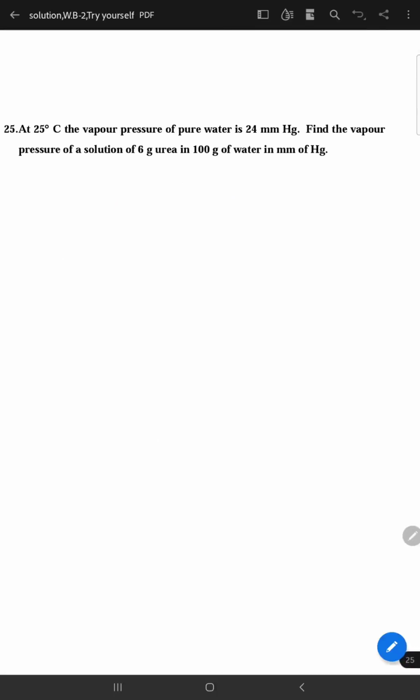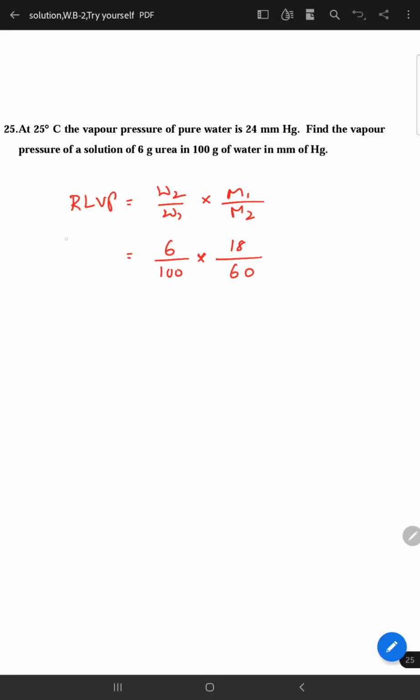Now coming to the last question, the 25th question. You read that: at 25 degrees Celsius, vapor pressure of water is given. Find the vapor pressure of solution. 6 gram urea, 100 gram water, everything is given. You know that when urea is dissolved in water, lowering of vapor pressure takes place. So what can you write here? You can write the formula RLVP is equal to WO2 by WO1 into M1 by M2, correct? WO2 is mass of solute given, WO1 is mass of solvent, that is water, 100 gram, into molar mass of water M1, that is 18, M2 means molar mass of solute, that is urea.